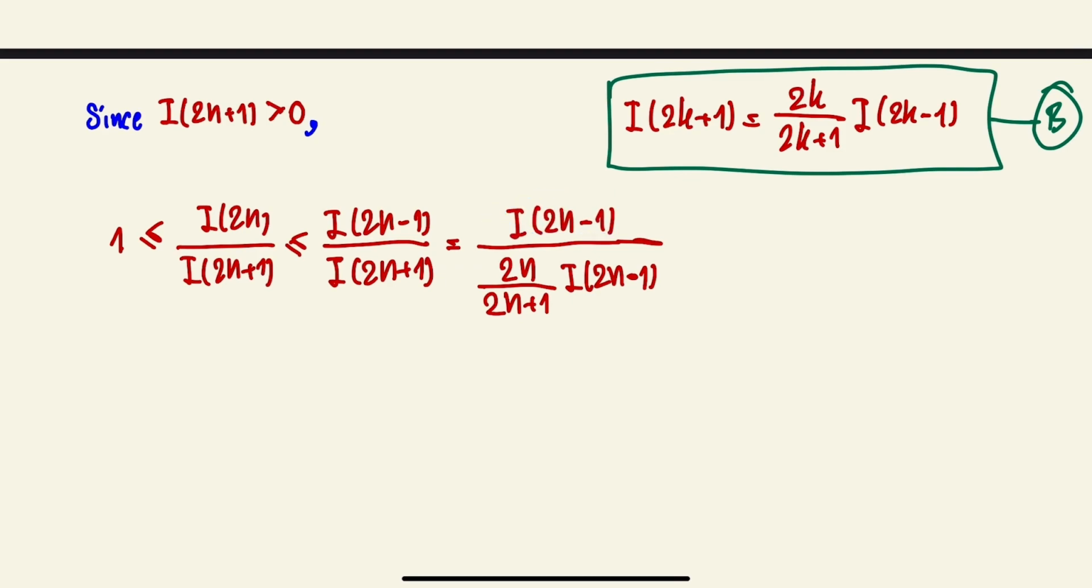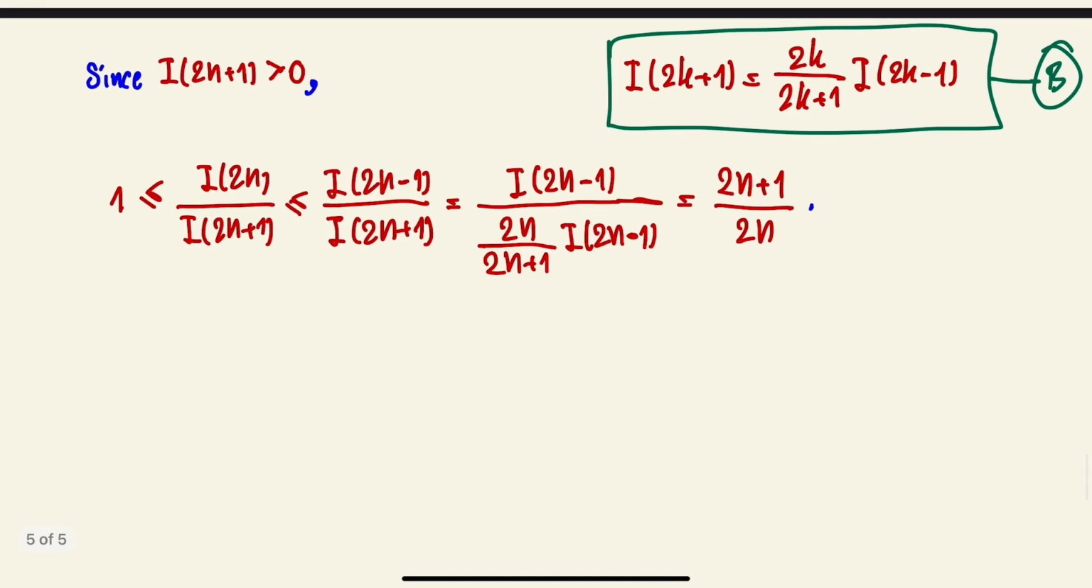Okay? Right? So what do we have here? These will be cancelled. So it turns out to be 2n plus 1 over 2n. So what next? Where is the pi? Okay? Where is the pi? So what am I going to do?